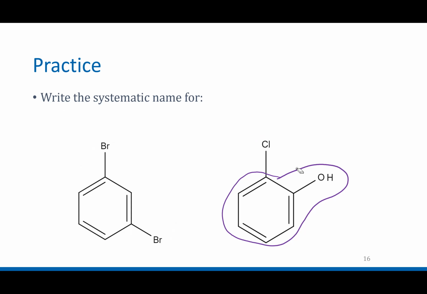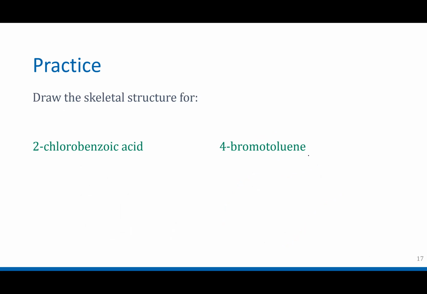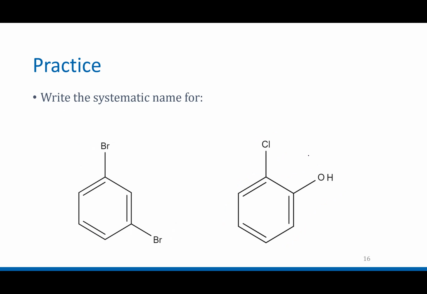Okay, well, this one is an easy one. This one, I don't even need my data booklet or my data sheet. This one is 1, 2, 3. So you would call this one 1,3-dibromobenzene.